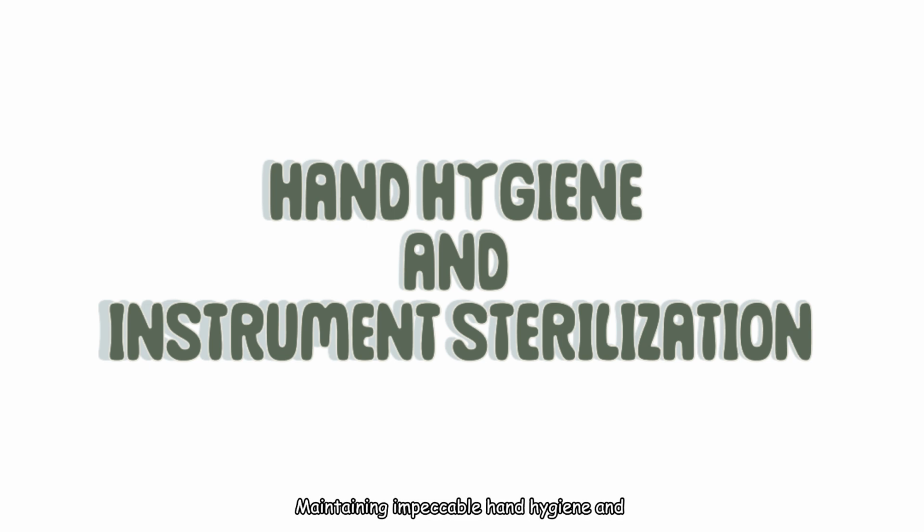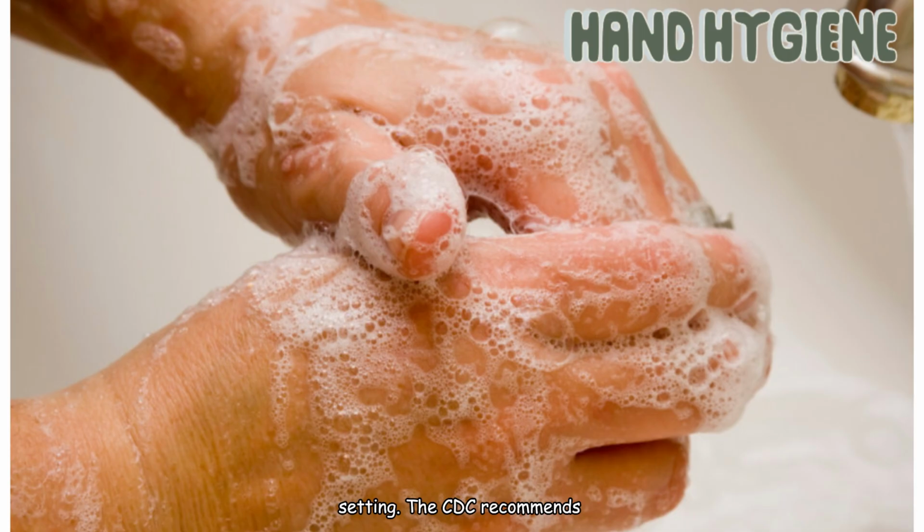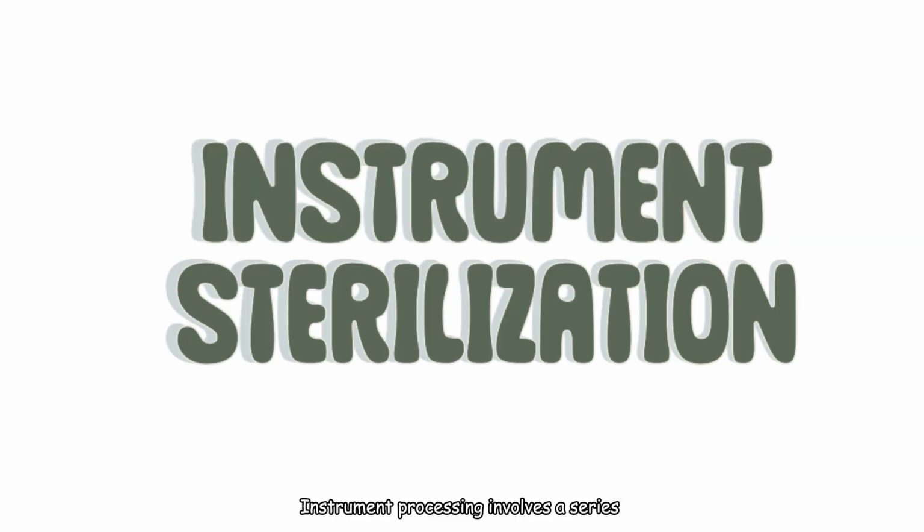Maintaining impeccable hand hygiene and ensuring proper instrument sterilization are paramount in preventing the spread of infectious diseases in the dental setting. The CDC recommends washing hands for at least 15 seconds with soap and water or using an alcohol-based hand rub between patients. Hand sanitizers used in dental clinics should have a minimum alcohol concentration of 60% to effectively kill germs. Instrument processing involves a series of steps.